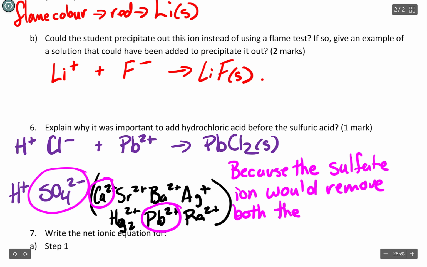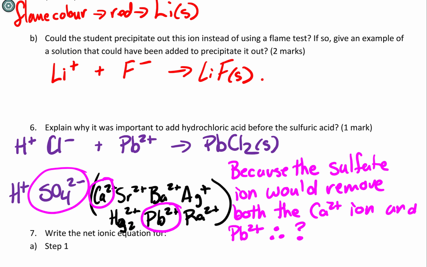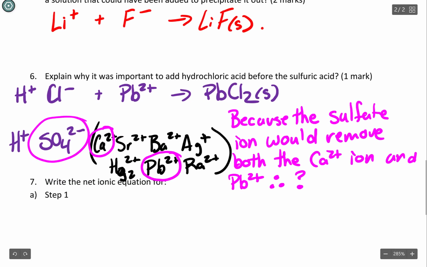Okay, so because the sulfate ion would remove both the calcium 2 plus ion and Pb2 plus ion, and therefore we don't know which ion is coming out or if it's just 1 or 2. That's why we wouldn't do it first.